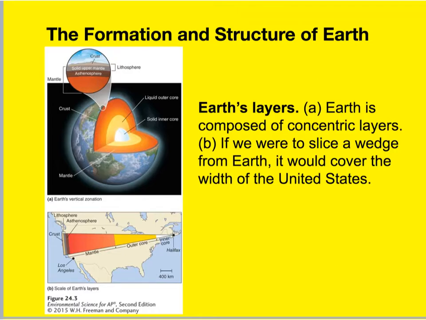If we were to slice a wedge from Earth, it would cover the width of the United States. So it's essentially 400 miles plus wide. This innermost layer, which is called the core, is about 1,800 miles below the Earth's surface. And the core is this dense mass largely made of nickel and iron. The inner core is solid, and the outer core is actually still liquid.